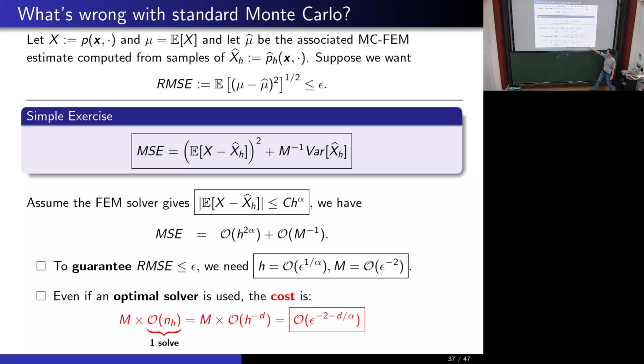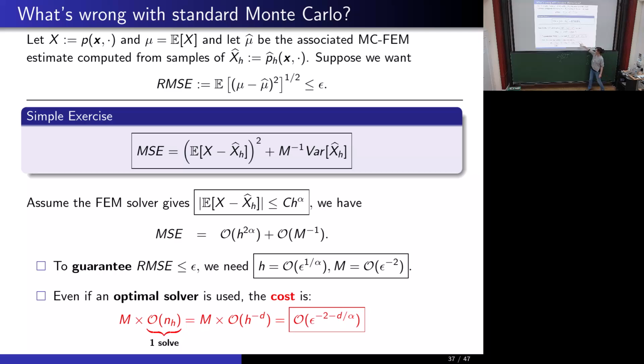The work is going to scale with epsilon like this. So what does that mean? Let's say d, our spatial dimension, is 2 and alpha is 1. That's epsilon to the power minus 4. Everyone remembers this when we talk about Monte Carlo, right? But actually, if you think about the work you have to do to ensure the overall error is under control, the cost of generating your samples and the accuracy of your finite element method plays a role too.